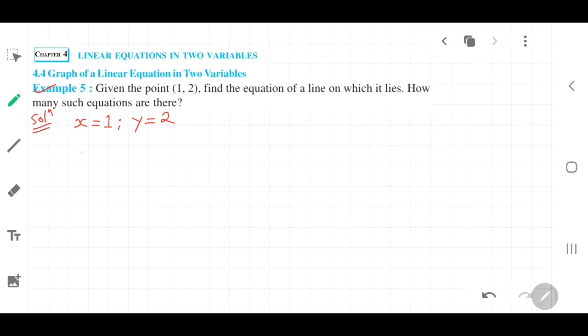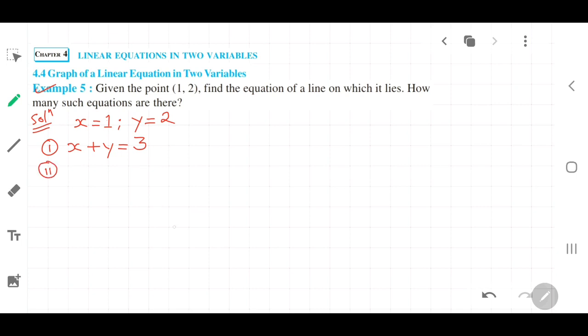So it's very simple. First equation we will prepare, that is x plus y is equal to, so what is the value of x here? 1. The value of y is 2. So 1 plus 2, that is 3. So in that way, one equation we already prepared.